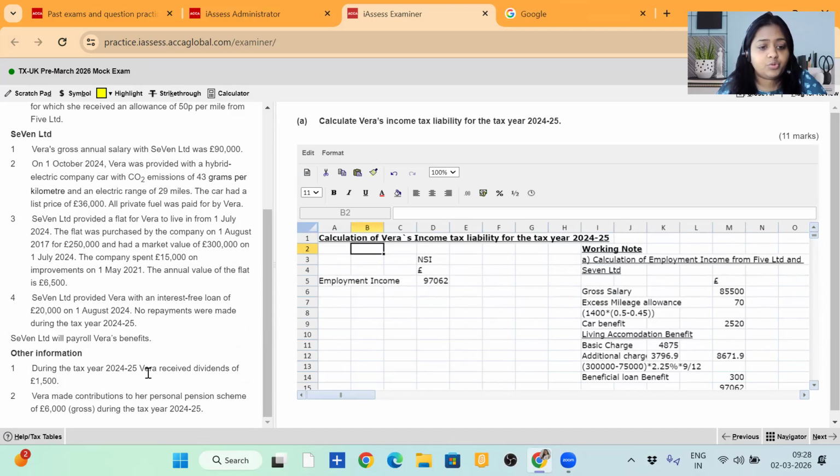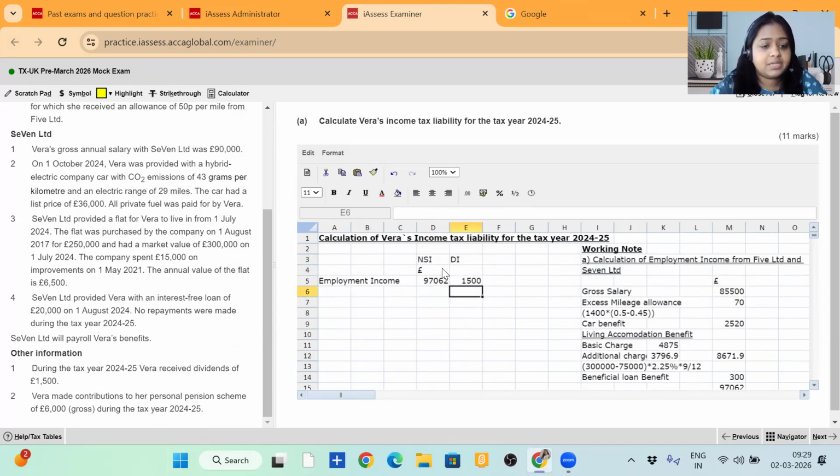During the year 24-25, she received dividends also. And do we have any savings income? No, we don't have any savings income. So here I will write dividend income. That is DI. Even if you lose DI in the exam, that's okay. It will not make you lose marks. Okay, now dividend income is how much? Dividend income is 1500.